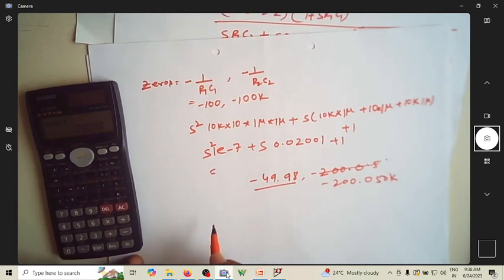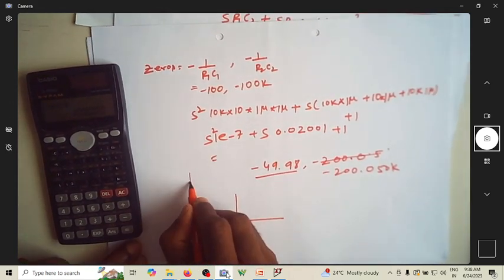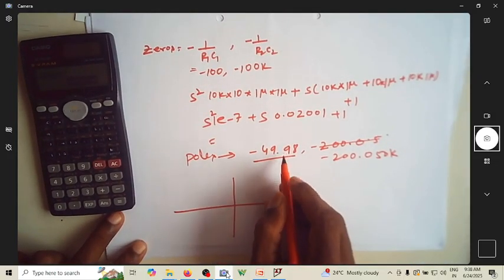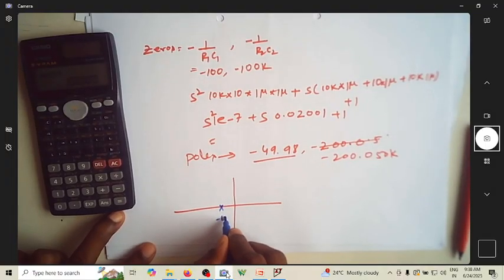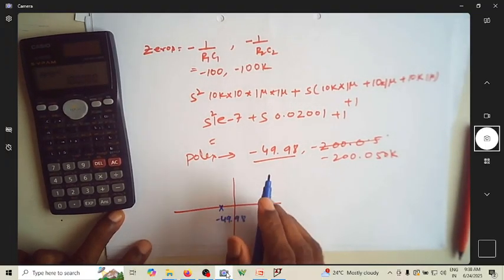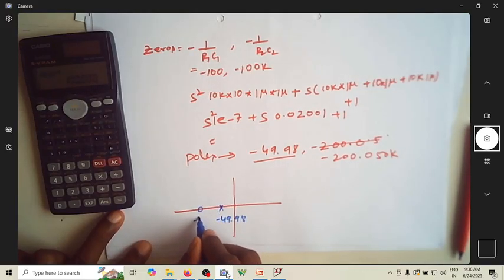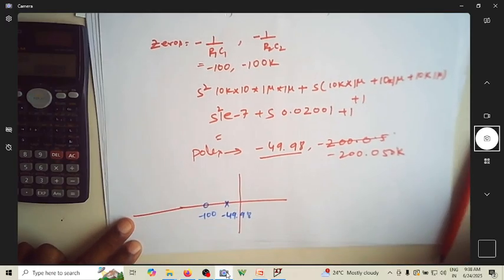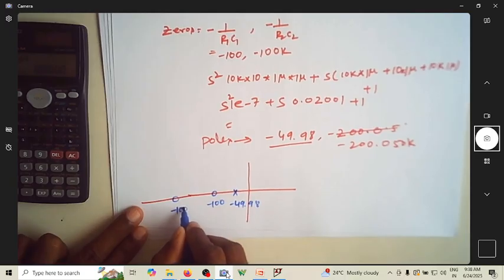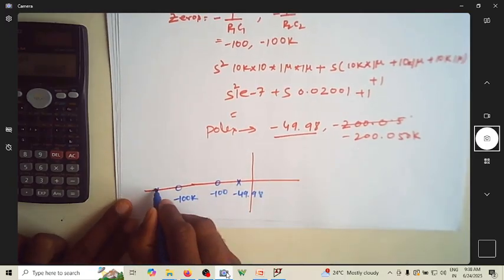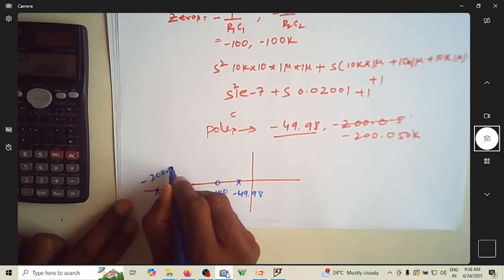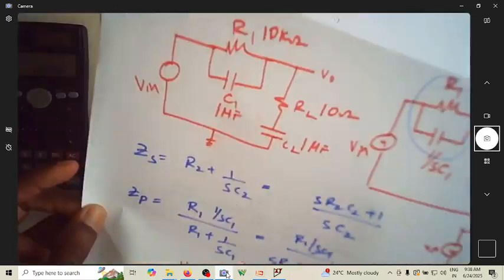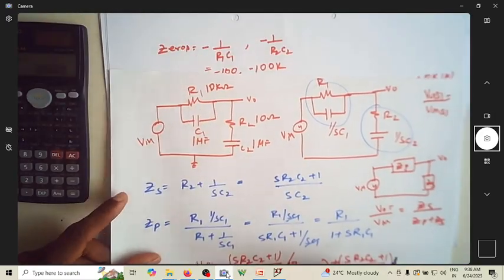So now if you look at this, these are poles. These are zeros. One of the poles is at minus 49.8, almost 50. Then there is a zero at minus 100. There is a zero at minus 100k. There is a pole at minus 200.050. These are the poles and zero positions of this circuit with these values of R1, C1.